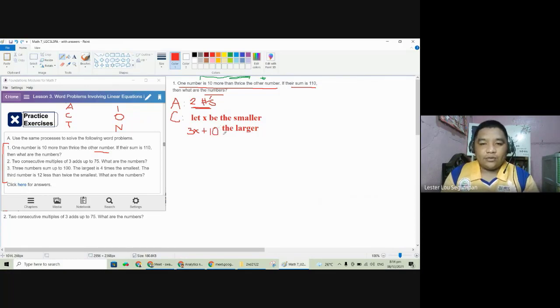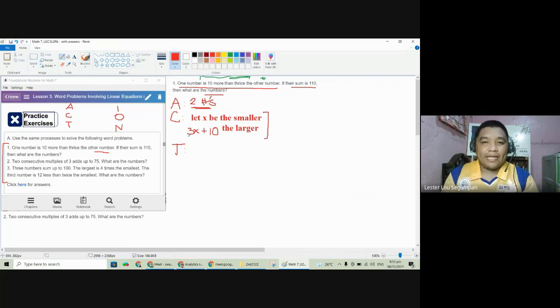Again, this would mean the one number is 10 more than thrice the other number. So we have this C for representation. Mind you, if your representation here is incorrect, all the other steps will be incorrect. So with this, let's proceed to the next step, T, translation. The first statement in our given problem was used to determine the relationship between the smaller and the larger number with this area here in our step 2.